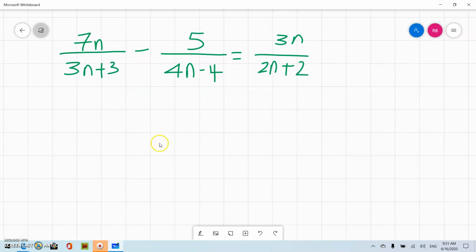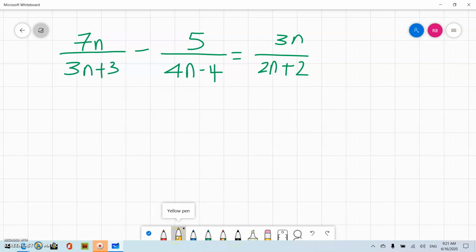Okay, guys, there are two more questions I wanted to go over. So let's do this and then we'll be done. Okay, so this question, we will actually factor the denominators first before we can find the LCD.